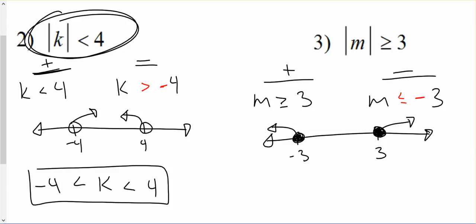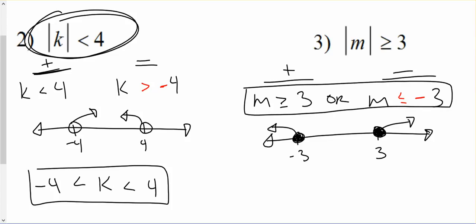So what do we do when we have a graph that looks like this? This is now an OR equation. So I don't really need to change it because it's an OR equation, but I do need to write down an OR in between because I'm either a solution to one of them, I'm either greater than or equal to 3 out here, or I'm less than or equal to negative 3, I'm out here.